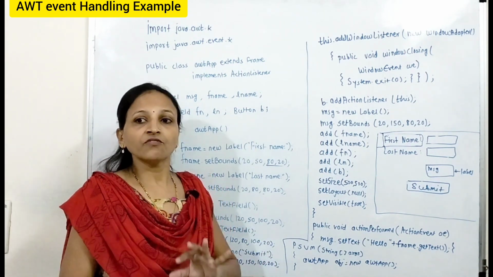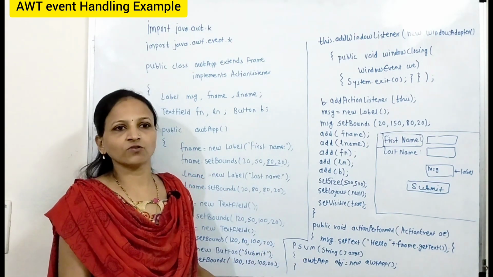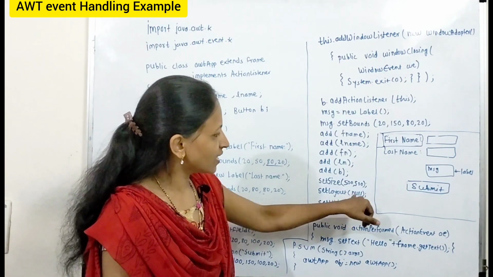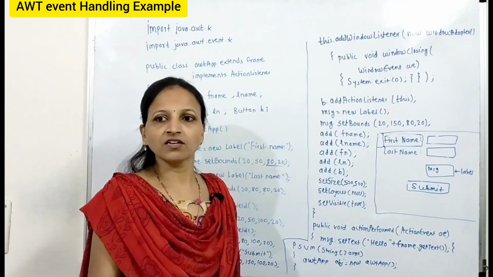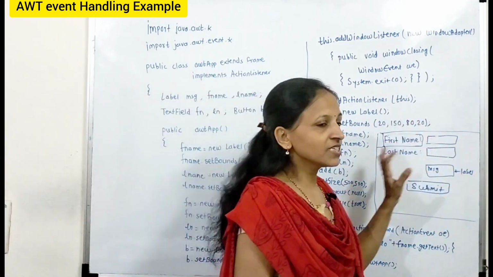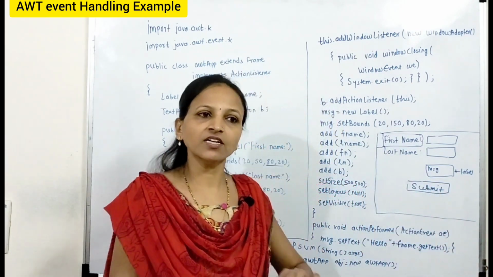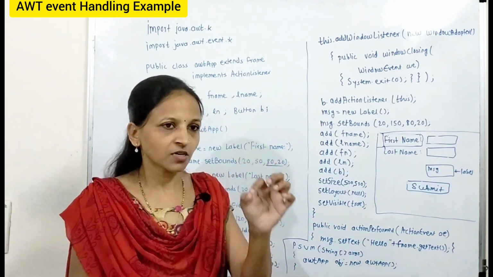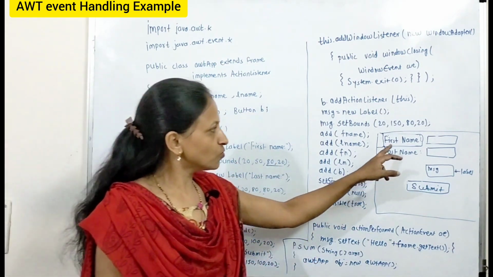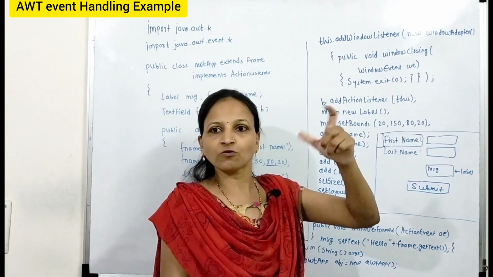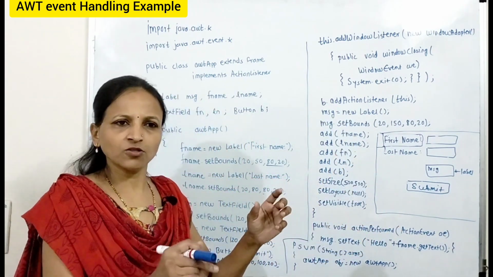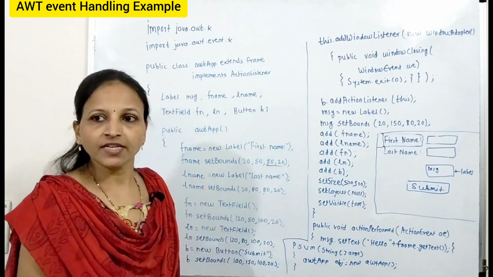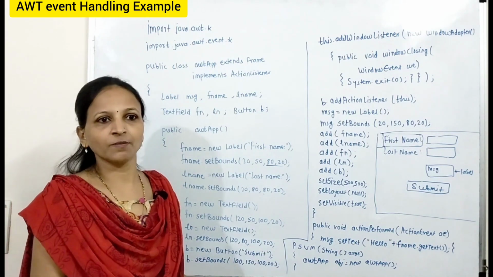But here we are not considering any layout. That's why we have written setLayout(null). Null means nothing, so here we are not considering any layout. As per our need we will put all the objects. Whenever you are not using a layout, it is compulsory that you mention the bounds of that object. Bounds means we can set the location, then we can mention the height and the width.